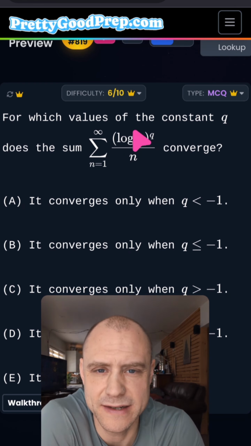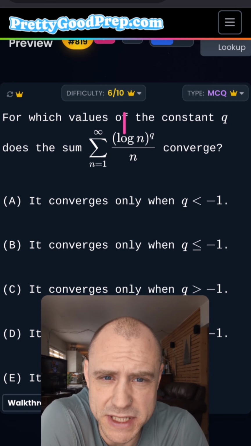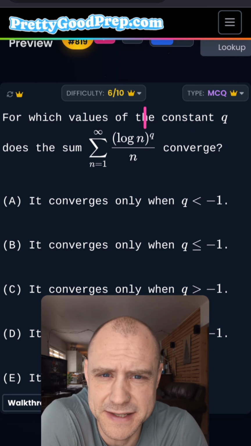And then the next video will be the carousel. So you don't have to write anything down, don't worry about that. So for which values of the constant q does this sum converge?